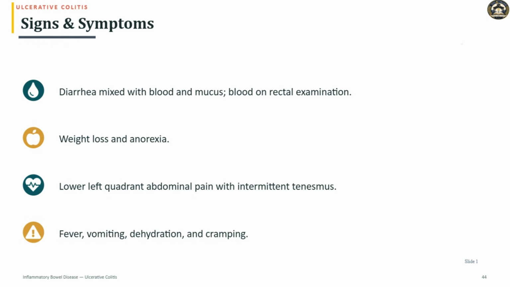The signs and symptoms of ulcerative colitis include diarrhea often mixed with blood and mucus, which is also observable during a rectal examination. Patients frequently experience weight loss and anorexia. Lower left quadrant abdominal pain, coupled with intermittent tenesmus, or the feeling of incomplete defecation, is characteristic. Other systemic symptoms can include fever, vomiting, dehydration, and abdominal cramping.